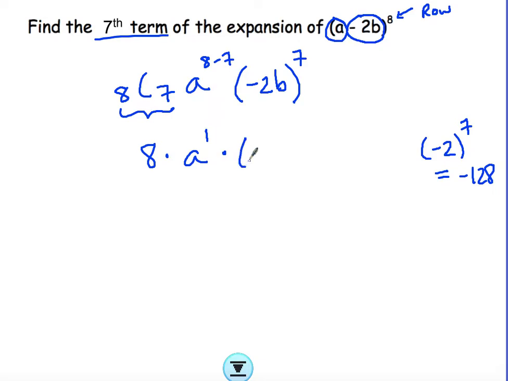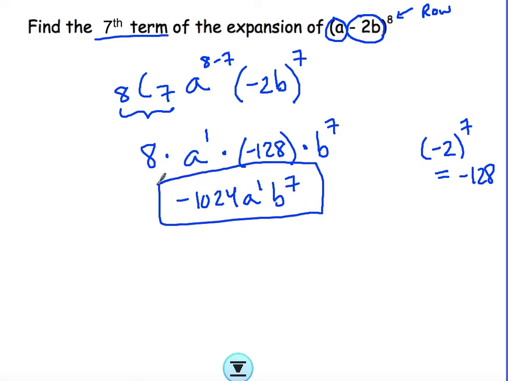Now remember, we are multiplying, not subtracting. And then we also have b to the 7th. So I have to do 8 times negative 128, and I'll get negative 1024, and I have an a to the first and a b to the 7th. So this right here would be the 7th term.